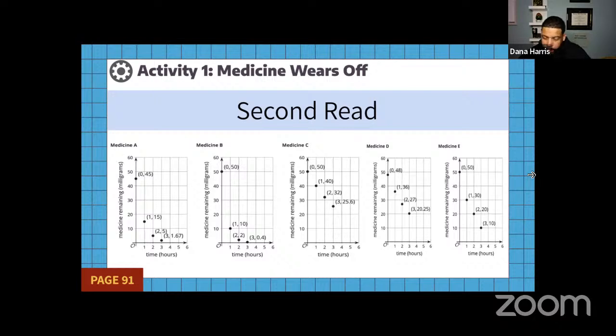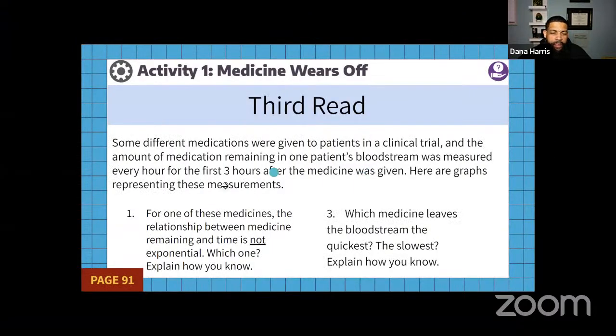So we have this scenario about different medicines remaining in the body, right? And how much medicine remains in the body after a certain amount of time. So let's go on to the next slide. And so it says, for one of these medicines, the relationship between medicine remaining and time is not exponential. Which one? And explain how you know.